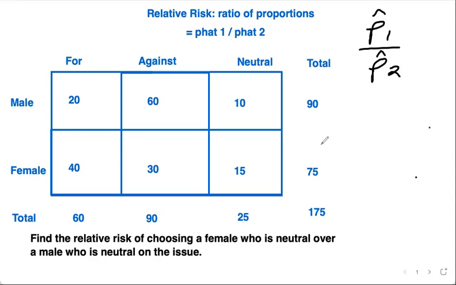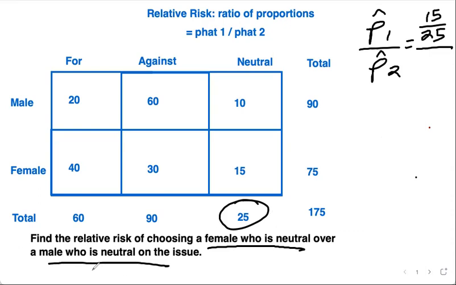Starting with this chart, you're given, it looks like gender versus maybe for, against, or neutral on an issue. And the question on the bottom states, find the relative risk of choosing a female who's neutral over a male who's neutral on the issue. So the first proportion would be a female who's neutral, which means given they are neutral, the 25 that are neutral on this issue, 15 are females. That would be 15 divided by 25 for p hat 1.